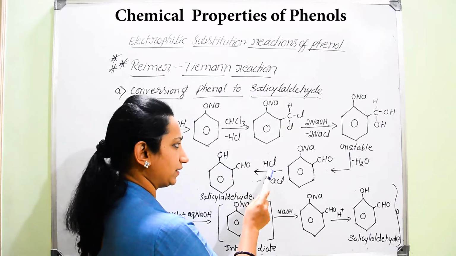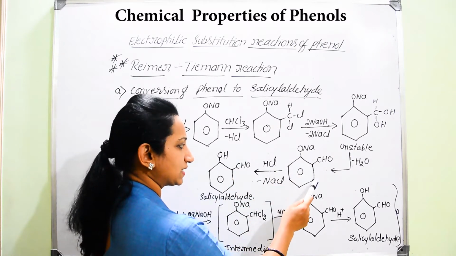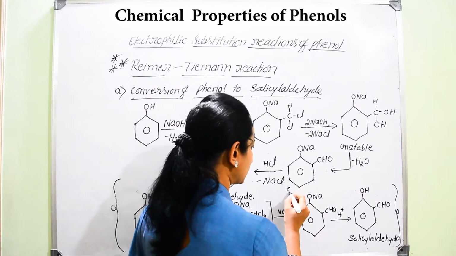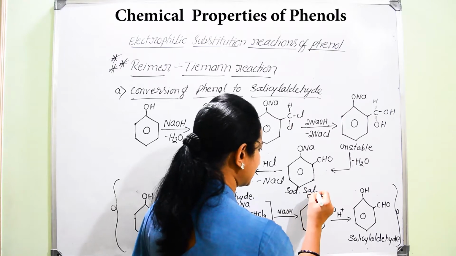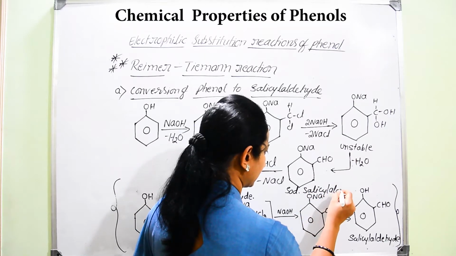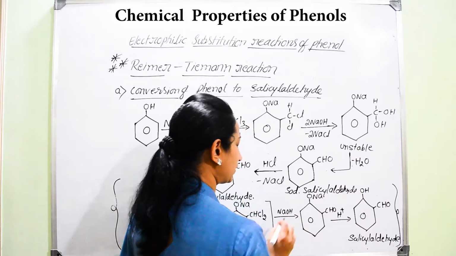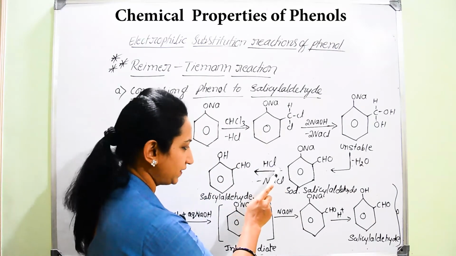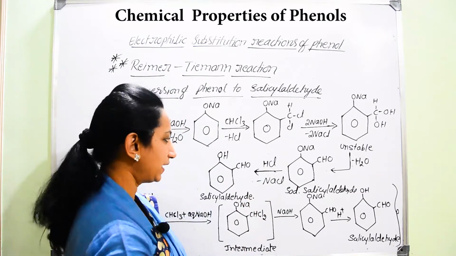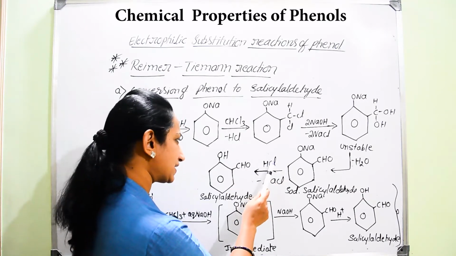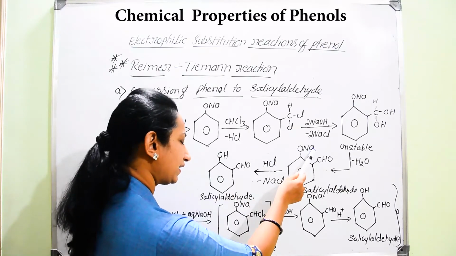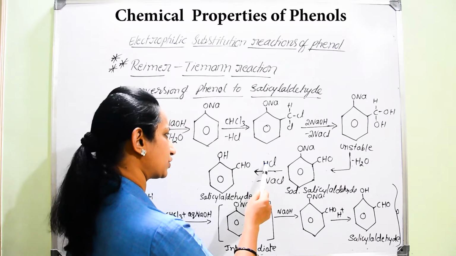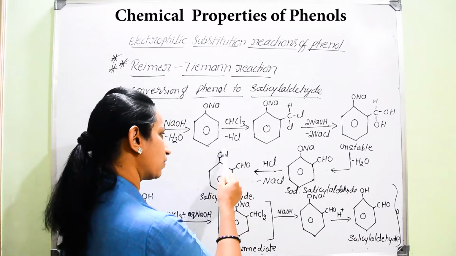So what do we require here? Once you get this compound, what is its name? It is named sodium salicylaldehyde. Once this sodium salicylaldehyde is obtained, then on further acidification, that is with the help of dilute HCl, we can easily get the product. Here Na combines with Cl in the form of NaCl, then H gets attached to that oxygen and results in the formation of an OH group.